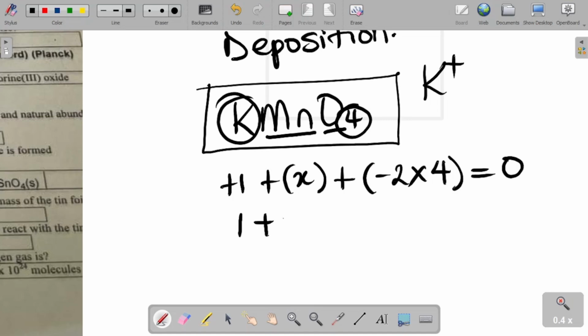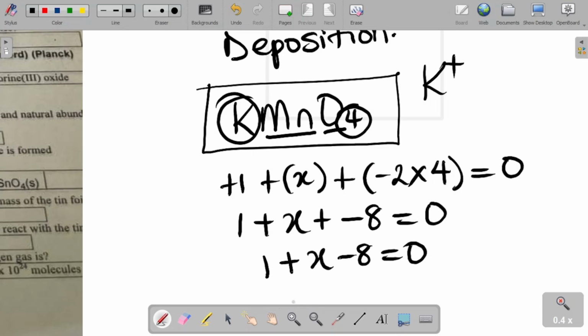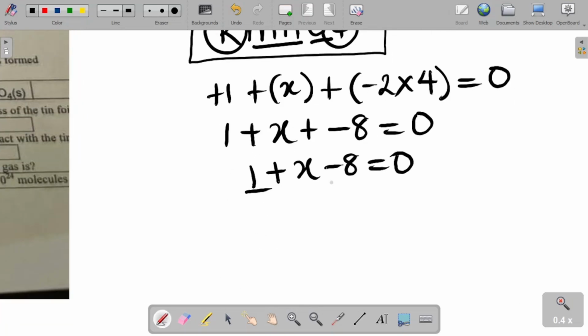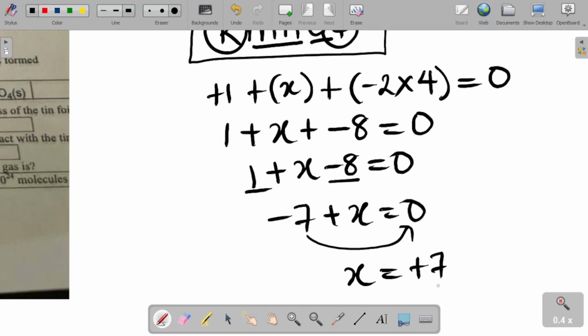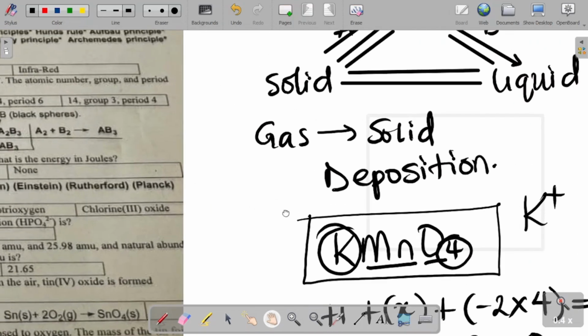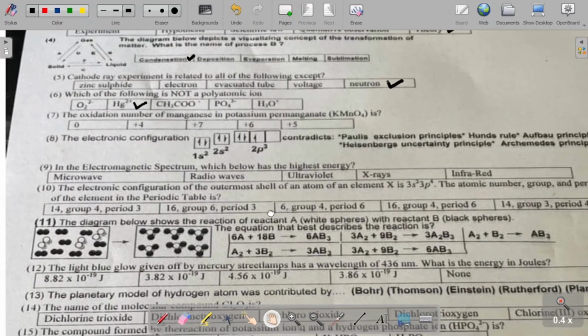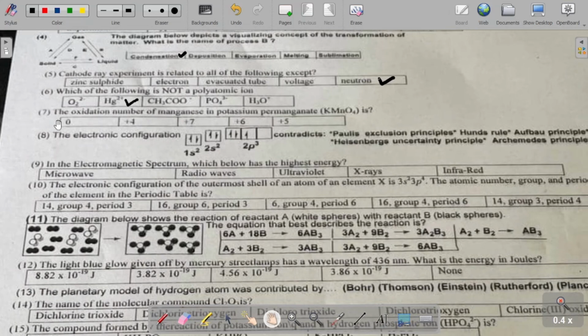This becomes 1 plus x plus -2 times 4, which is -8, equal to 0. Working on this, 1 minus 8 is -7, plus x equal to 0. Move this over here, and you have that x is equal to +7. So the answer is +7. Let's see which option that is. Your options there are 0, +4, +7, +6, +5. The answer is +7, so I'm taking +7 as the correct answer.